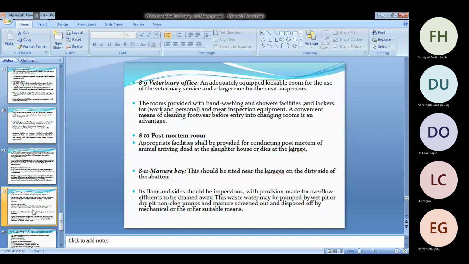Okay. Veterinary office: as a vet or meat inspector, you are supposed to have your office adequately equipped, containing a lockable room for the use of veterinary services and a large one for the meat inspectors, a place whereby the meat inspectors are different from the veterinarians, you know. But down here, I think we are the ones that do the meat inspection. Am I correct?